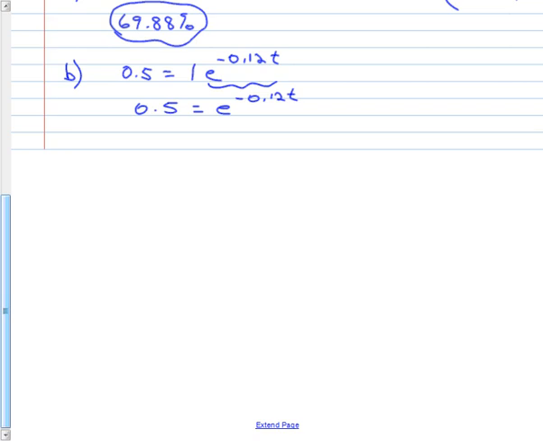I want to change it to its logarithm form so I can get to this variable in the exponent. If it's base e, that means natural log. Log base e of my 0.5 must equal my exponent, which is negative 0.12t. So as long as I divide by negative 0.12 to isolate that t, it should tell me the number of days. So natural log, and again, try it on your calculator. Make sure you can do these things.